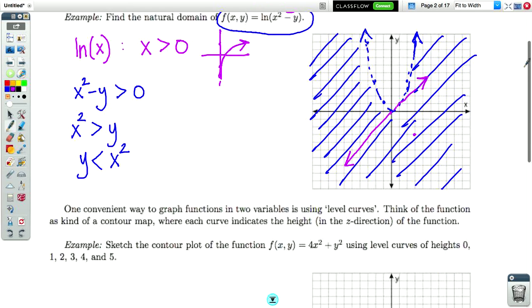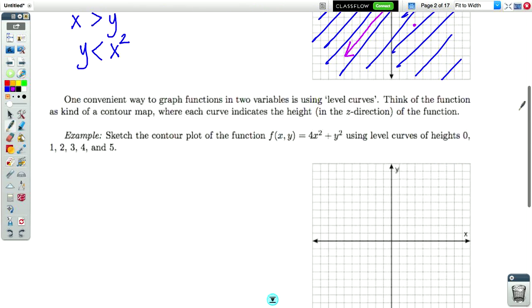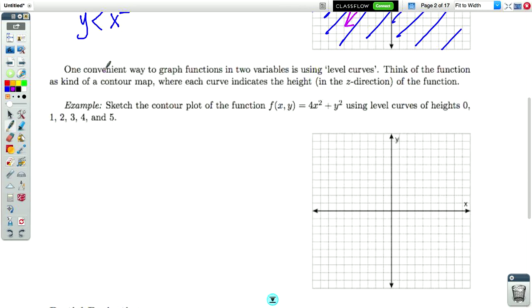Now, that sort of leads us to another interesting idea, which is how do we actually graph these things? We've done this a little bit with vectors, but when you're actually graphing surfaces or these three-dimensional graphs and 2 variable functions, sometimes things can get a little bit complicated. So one convenient way to do this is using something called level curves.